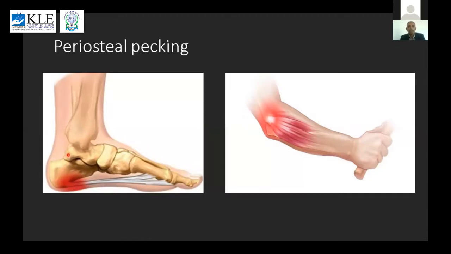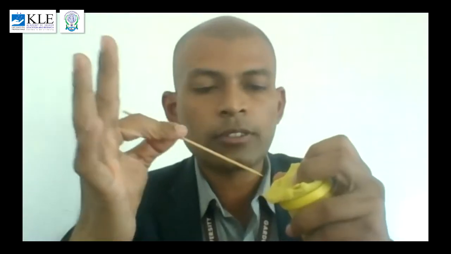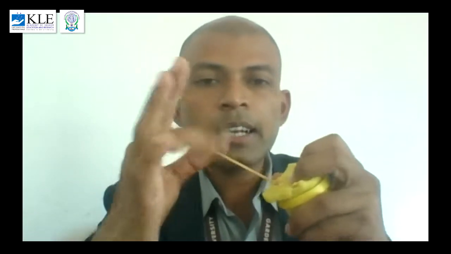Again, I will stop sharing and once again show how we do it. If this is the underlying skin and this is the bone below that, inside this you insert the needle and you do tap, tap, tap, tap, tap, tap without going out of contact with the soft tissue here itself. Now you reach as far as you get the sharp resistance of the bone. That is how you do periosteal pecking.